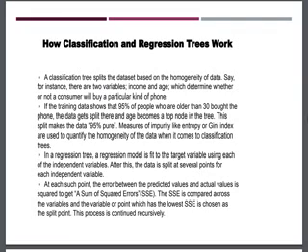This makes the split 95% pure. The measures of impurity like entropy or Gini index are used to quantify the homogeneity of the data when it comes to the classification trees.